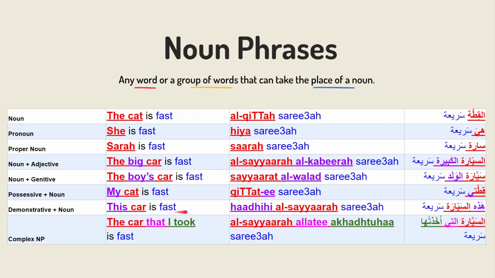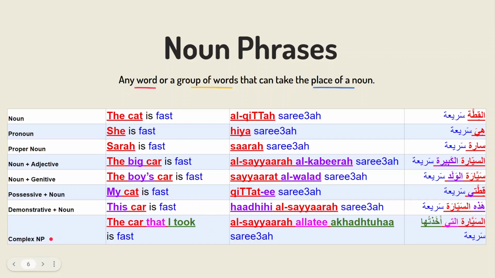This car is fast. هذه السيارة سريعة. Notice that when we say سيارة and we have ألف لام before it, we say it السيارة. Although we write ألف لام in general, sometimes the L sound does not appear because of what we call sun and moon letters, which you can find in other videos and other materials.